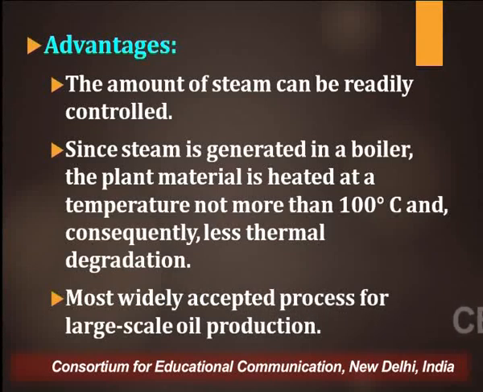Now, since steam is generated in a boiler, the plant material is heated at a temperature not more than 100 degrees and consequently there is less thermal degradation. This also happens in the water and steam distillations. And this process is the most widely acceptable process by the industry for large scale oil production. Since the steam distillation process has a very good scale up method, you can easily set up equipment or a system having larger quantities, and therefore this method is a widely accepted process by the industry for large scale oil production.